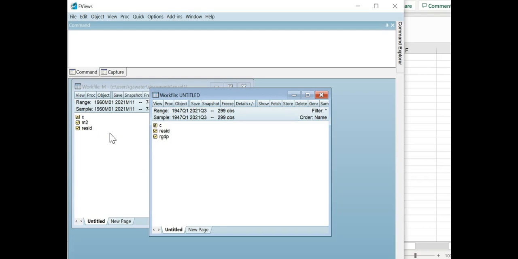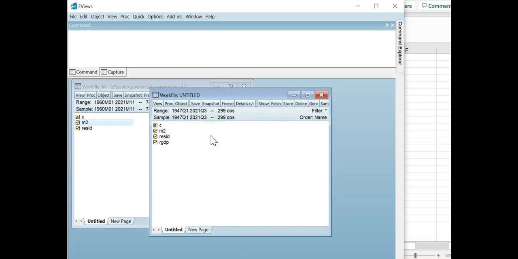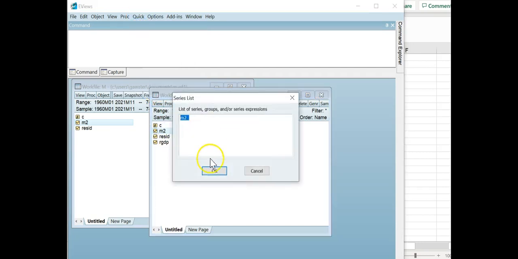Now the problem is that the money supply is monthly data, and GDP is quarterly data. Fortunately, Eviews is really handy with this. All I have to do is take the M2 data and drag it over to the workfile with real GDP, and that'll convert the monthly to quarterly data. Okay, so let's take a quick look, make sure everything looks okay.